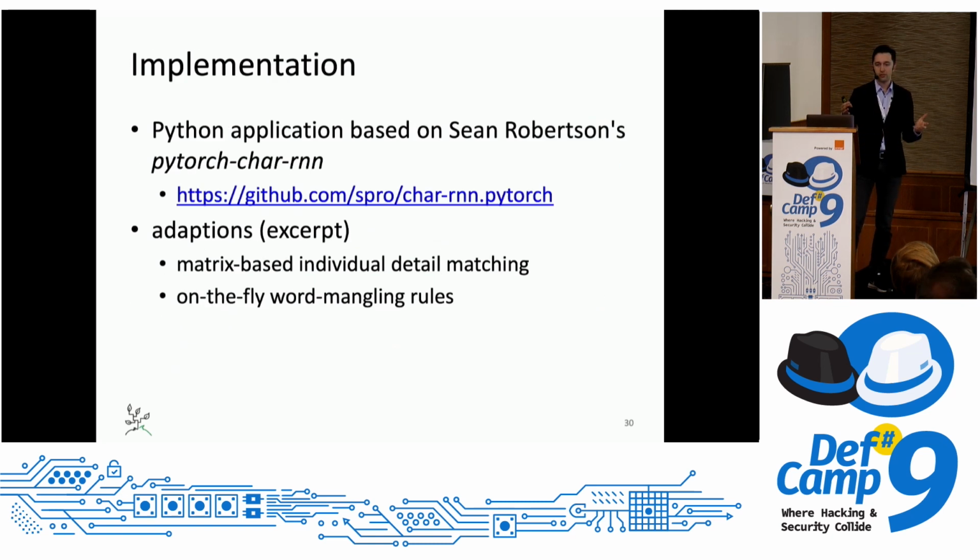And then, of course, there's the implementation. I wrote the implementation based on Sean Robertson's pytorch-char-rnn, so I used PyTorch. Here's the GitHub for that, if you want to play around with it. And I made some adaptations. These are just the main adaptations, I made many more. But basically, it's matrix-based column matching and on-the-fly word mangling rules.